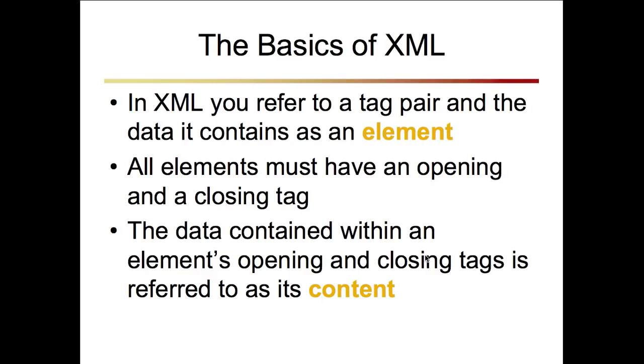Which is just another set of tags. In XML, you refer to tag sets as an element. So we have elements instead of tags. We create an element. You can create elements like first name, last name. So the tag pair and the data is contained as an element. All the elements have an opening and a closing tag, like first name, last name, opening and closing. And the data contained within the element's opening and closing tag is actually called the content, because it's content, because it's data, not text.